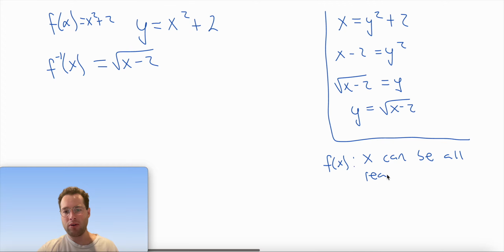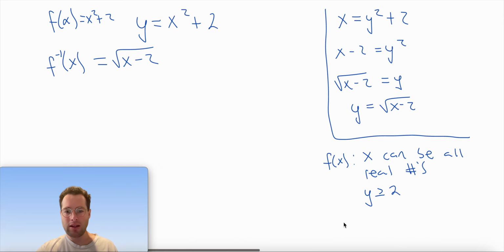So we can say x can be all real numbers. And for the y, because we have x squared plus 2, the range is going to be restricted to all values greater than or equal to 2. Because the smallest value we can input for x is 0, and when we do that, we get the output of just 2. So y is going to be greater than or equal to 2.